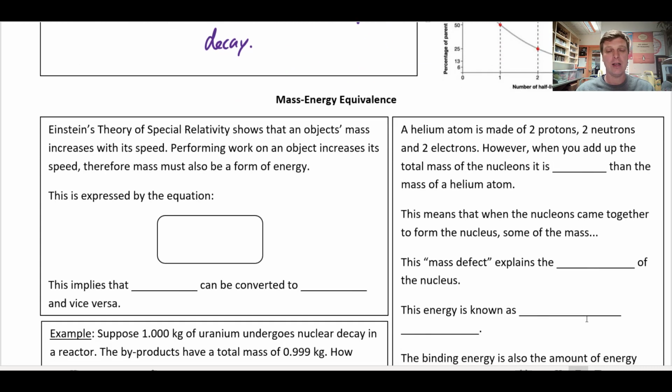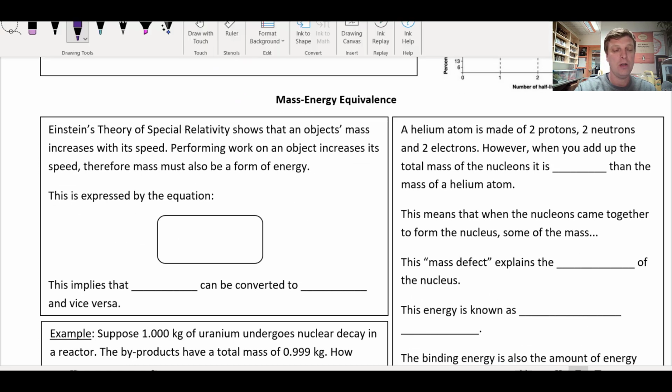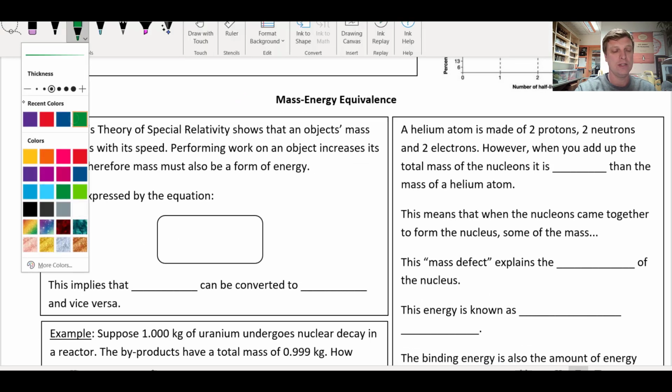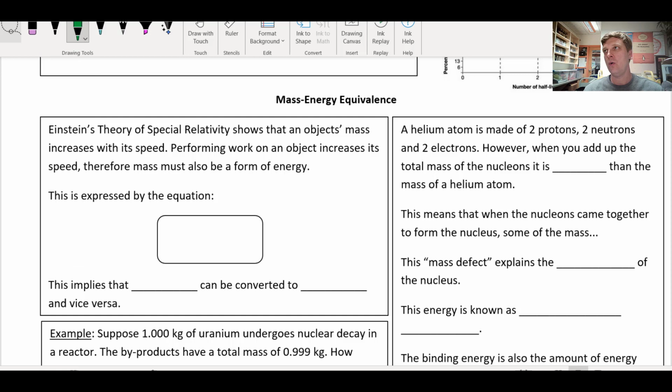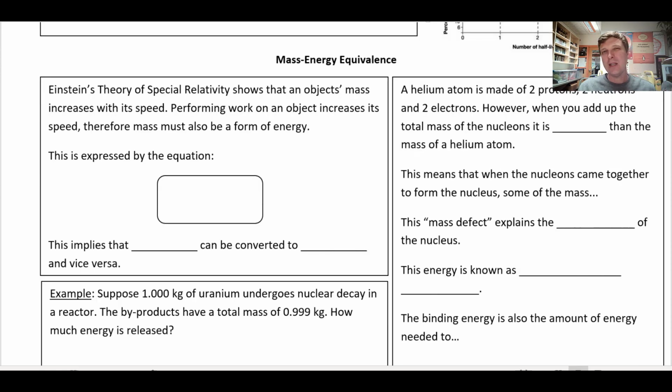Okay, so we need to talk about something called mass-energy equivalence, and that is going to link into this whole nuclear decay conversation that we've just been having. So when Einstein discovered special relativity, it led to some really interesting conclusions, which showed that as an object increases in speed, and we're talking about very high speeds here, as a particle gets closer to, say, the speed of light, its mass actually increases.